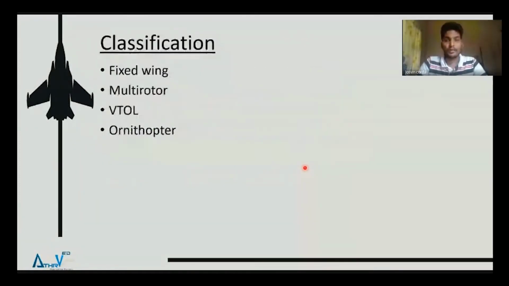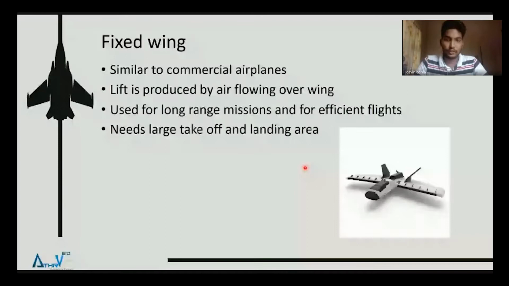So, what are the main classifications of UAVs? We mainly classify them into four types: fixed wing, multi-rotor, VTOL, and ornithopter. Firstly, fixed wing. It is very much similar to the commercial airplanes that we fly in.